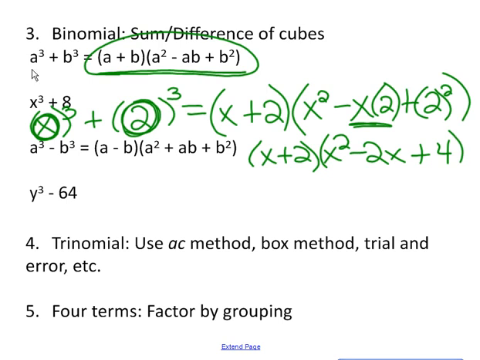Now, if you're doing the difference of cubes, that's this one, it's the same formula with two exceptions. Instead of doing a plus b, we do a minus b. And instead of a squared minus ab, we do a squared plus ab. Other than that, it's exactly the same.